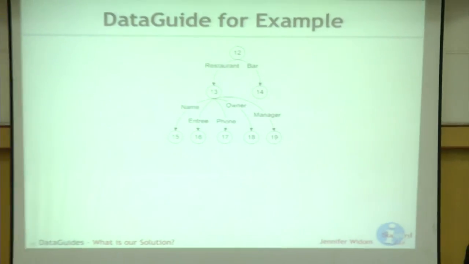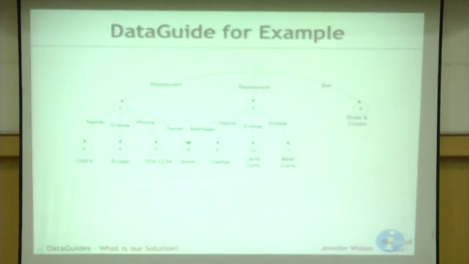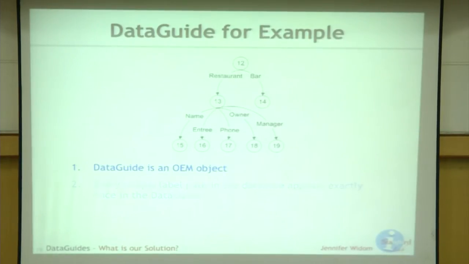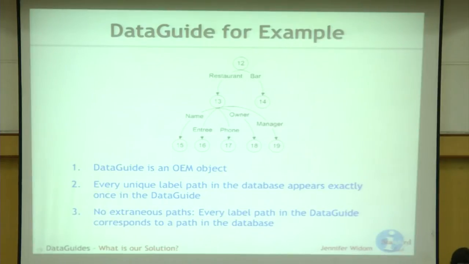And third, there's no extraneous path. So if you have a path in the data guide, there is a path in the database that has the same labels. Okay, so here's our example again, and here is the data guide. So again, the database and the data guide. If you look, it satisfies all three of these. You could verify this offline, but it is obviously an OEM object. Every path in the database is here. So we had a restaurant phone, we had a restaurant manager. Everything that appeared in the database appears here, and furthermore, every path that appears here corresponds to a path in the database. So that is the data guide in this case.